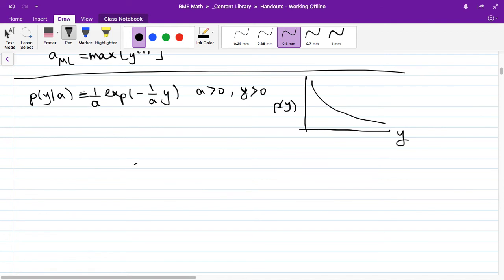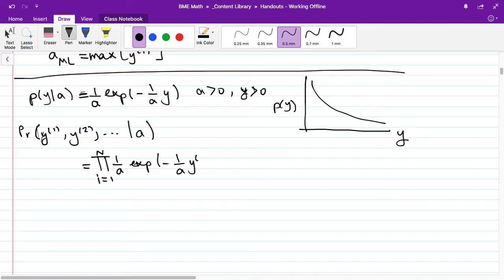So likelihood. The likelihood is the probability of our first data point, our second data point, and so forth, given this parameter a, which is equal to the product, i equal to 1 to n, of 1 over a e to the minus 1 over a y_i, which is equal to 1 over a raised to the power n times an exponential where we now have a sum of 1 over a times y_i.